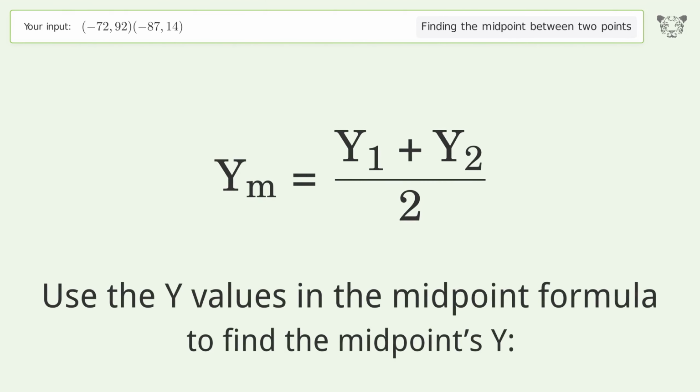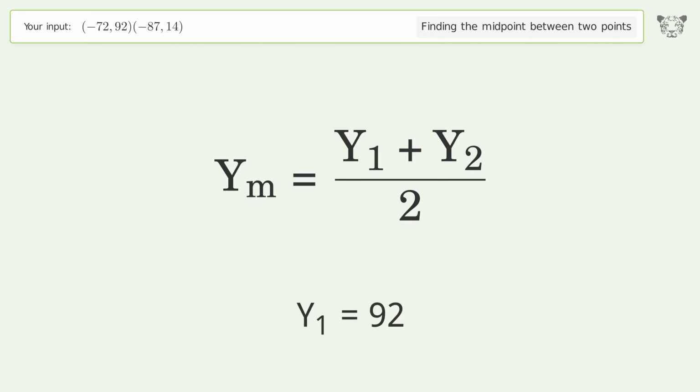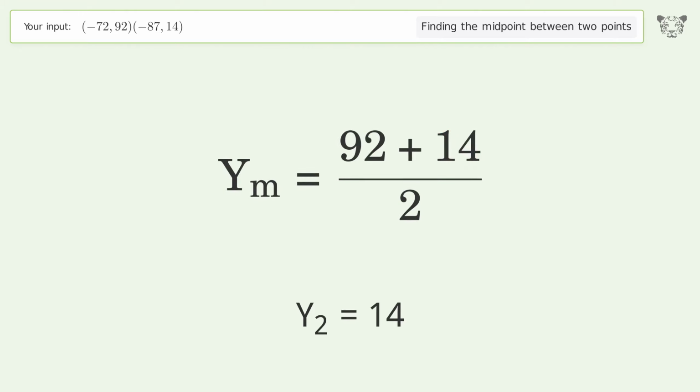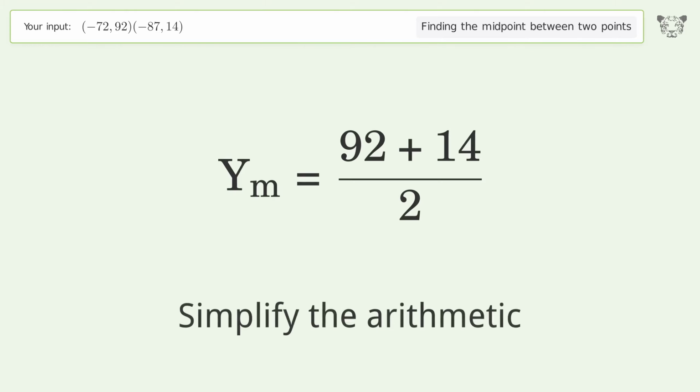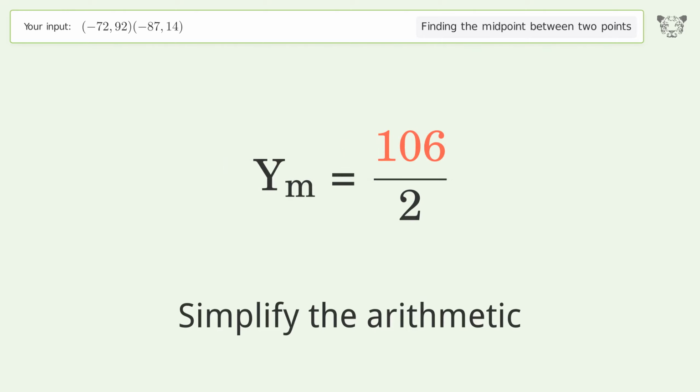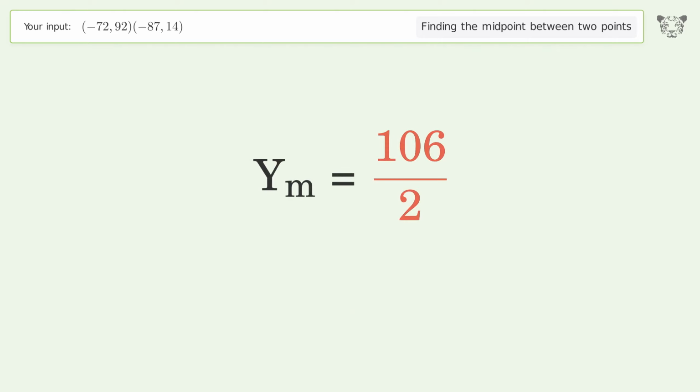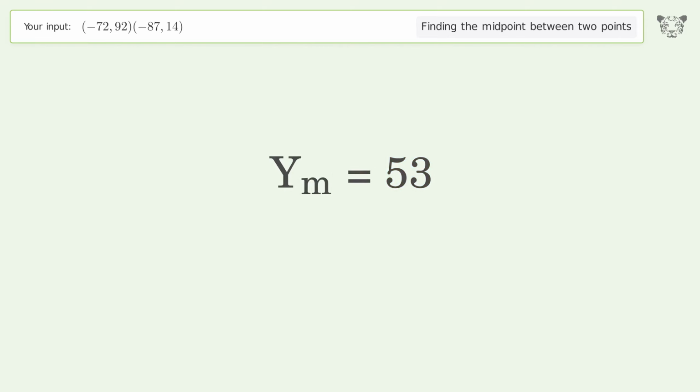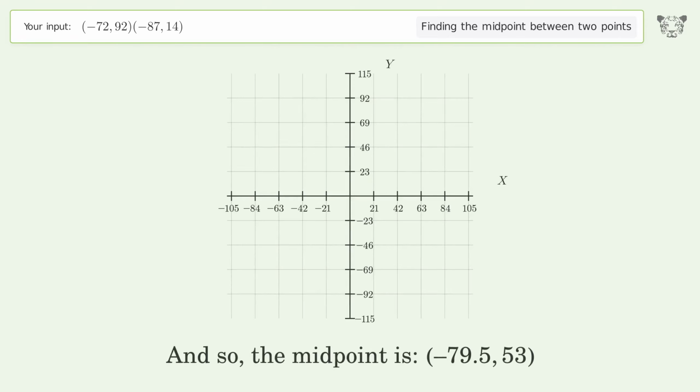Use the y values in the midpoint formula to find the midpoint's y. y1 equals 92. y2 equals 14. Simplify the arithmetic. And so, the midpoint is negative 79.553.